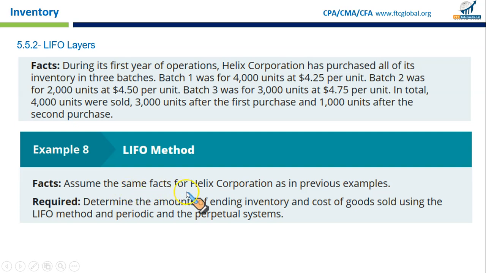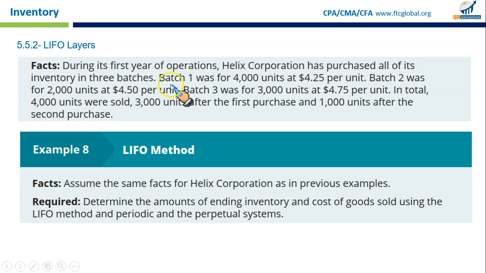Assume the same facts for Helix Corporation as in the previous example, the same data we used previously. Determine the amounts of ending inventory and cost of goods sold using the LIFO method, both under perpetual and periodic system. Let us discuss this one by one. Let us do the periodic method first.